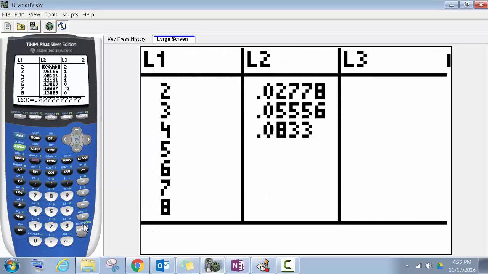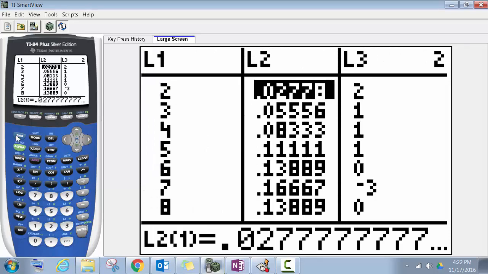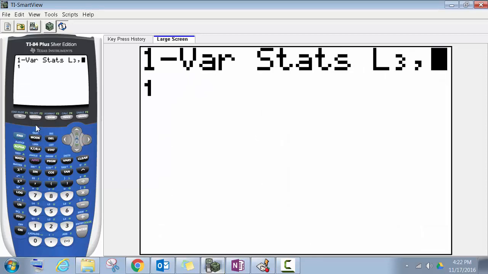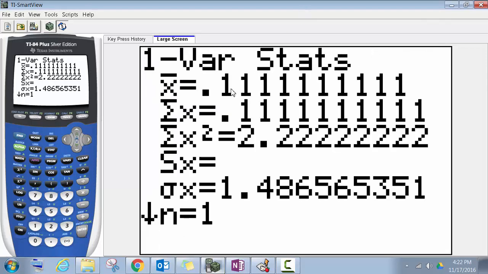Always good to check. Our probabilities is L2. I don't know why I thought it was something else. So we'll go back to here, and we change L1 to L2. Then we hit enter. So our expected value is our X bar here, 0.111111 repeated. Our standard deviation is 1.4.